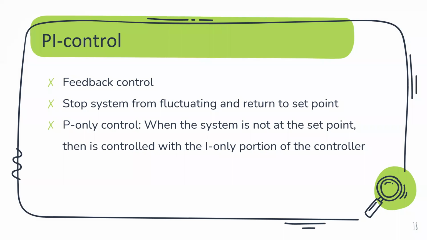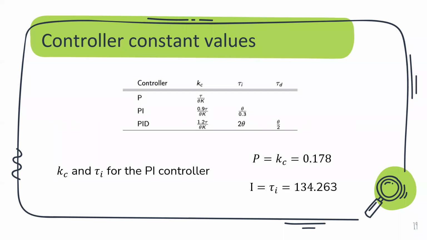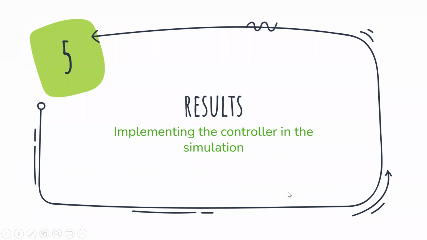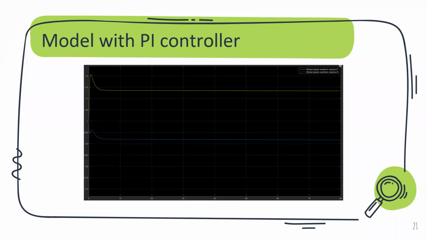With the following table, we can now calculate the appropriate values for the selected controller. As we are using a PI controller, we are calculating the Kc and the Ti constants for the system. P equals Kc and I equals Ti. And these are the values that we got. These values will be set in Simulink, and we get the following results. When we implement the controller in the simulation model, we get this scope.